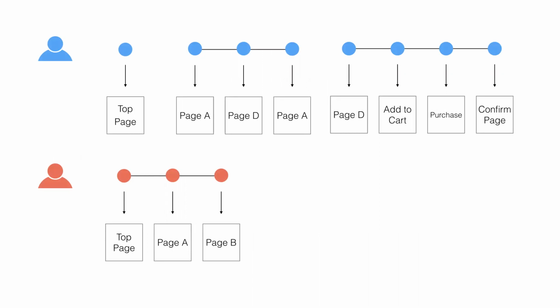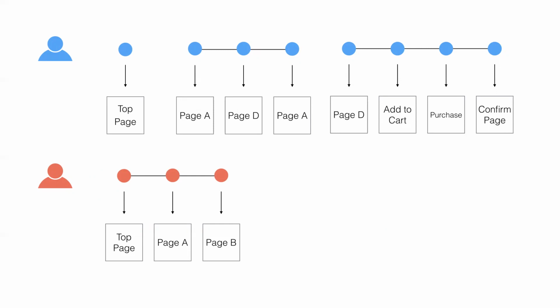Here's user A, user B, blue user, red user. The blue user comes, and the first time checks out the top page and then goes somewhere else. Then 30 minutes later, this person remembers that website and comes back, visits page A, page D, page A, and then goes somewhere else. After that, they come back again, visit page D, and then start shopping, maybe purchasing some products, and then get the confirmation page. That was the end of the session.